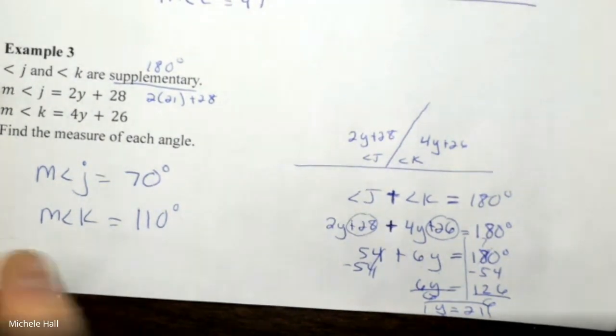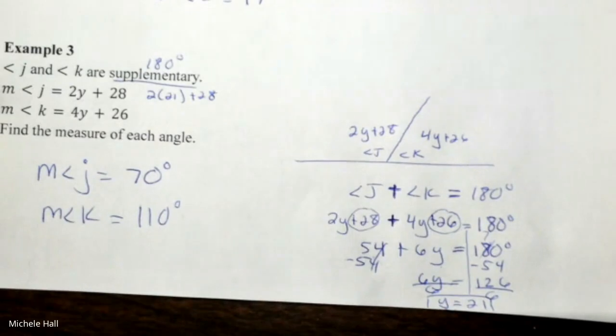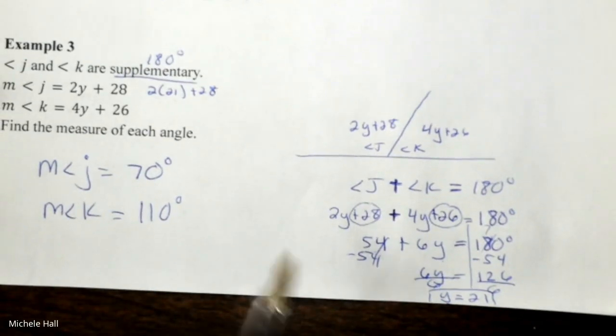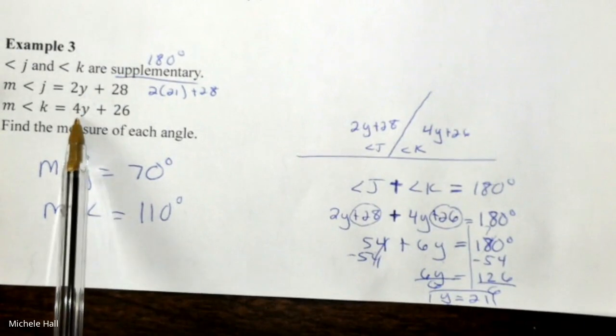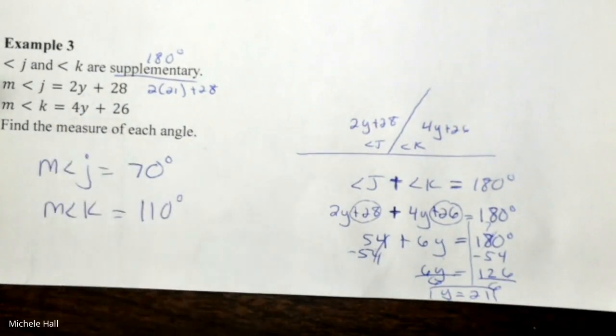Or you could take and substitute in your y value and do it that way as well. 21 times 4 is going to be 84. Plus 26 is still going to be 110.